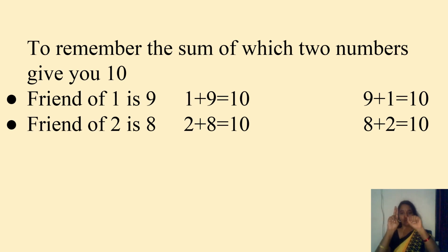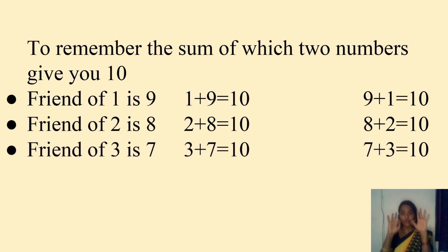Can you count? Count for yourself. At the same time, the friend of 8 will be 2 because I am closing the 2 fingers. Now, the friend of 3 will be, see how many fingers I closed? 7 fingers I am closing, right? So, the friend of 3 is 7. And if I take 7 fingers, how many fingers I am closing? 3. So, the friend of 7 will be 3.